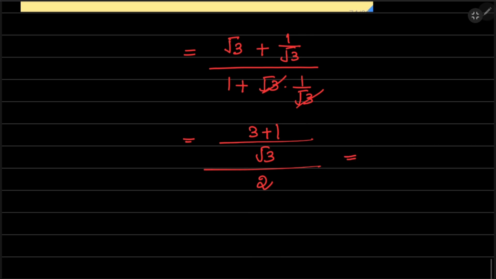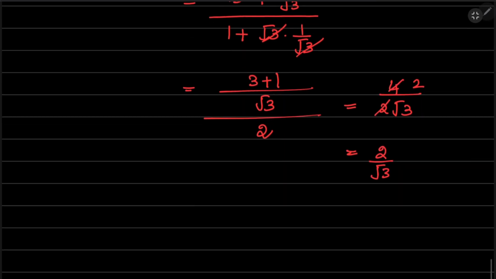So this is nothing but 4 by 2 root 3. Again 2 2s are 4. So this is nothing but 2 by root 3. What is 2 by root 3?